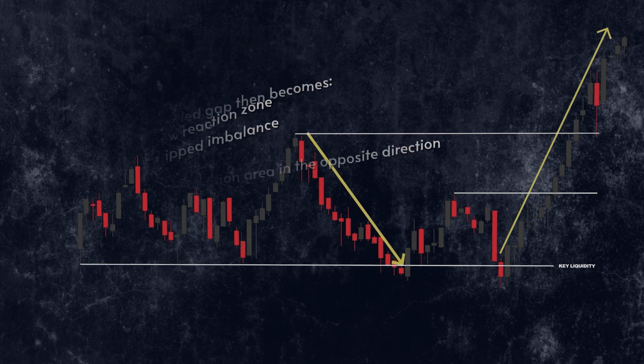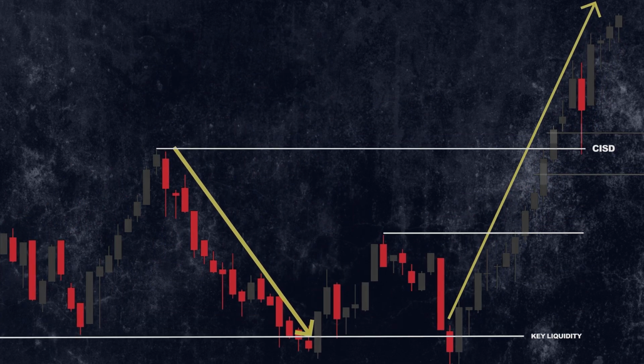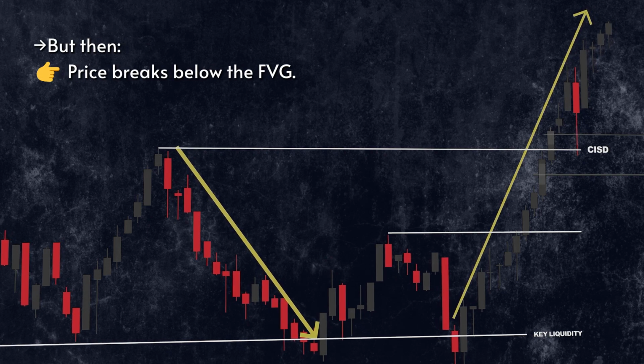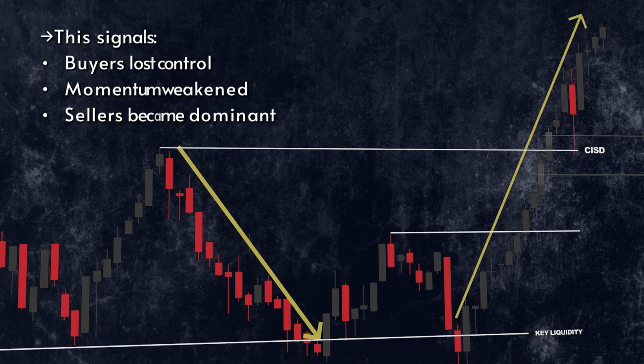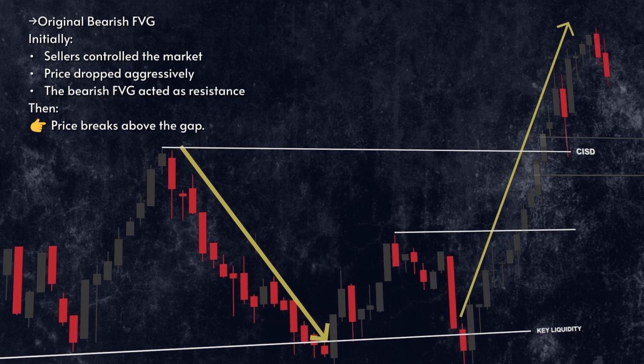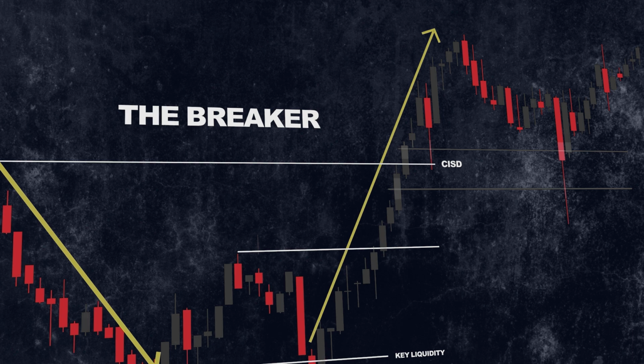So let's say a bullish gap, which was supposed to be a nice bouncy support floor, gets completely smashed through to the downside. It immediately transforms into a new ceiling, or resistance zone. This actually hands you a brand new, highly profitable entry opportunity going in the opposite direction. You're literally just pivoting with the smart money.